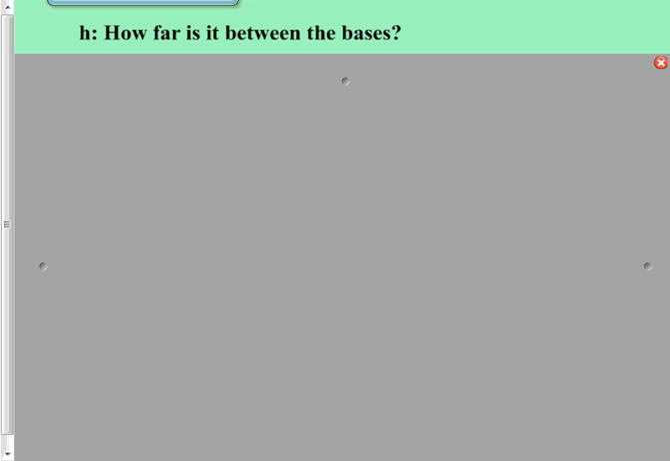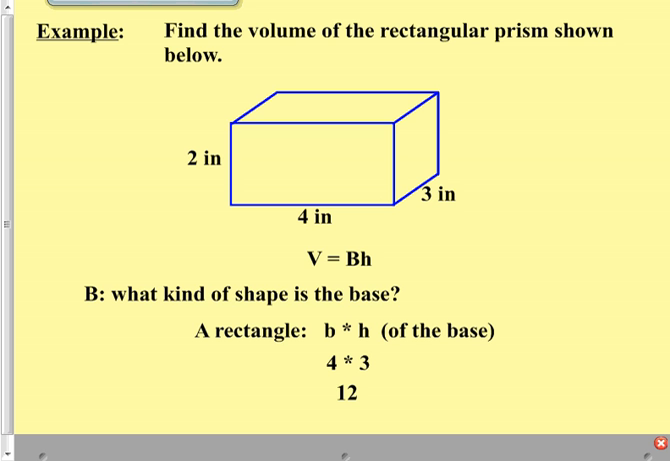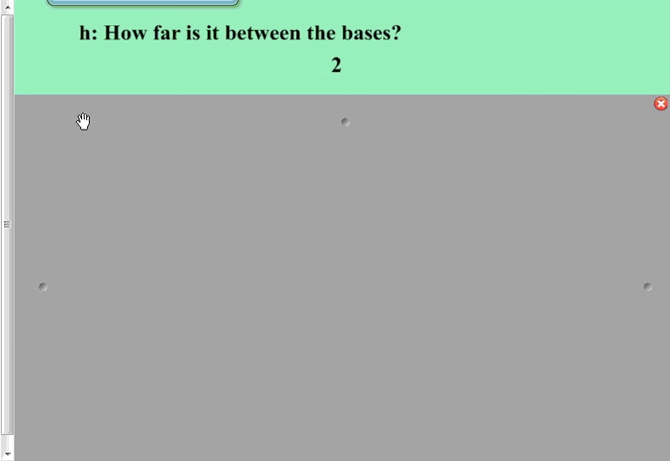Okay, little h stands for height, but remember, height does not necessarily mean up and down. It means the distance in between wherever your bases are. So in the case of this rectangular prism, if I am calling the top and the bottom the bases, then how far is it between them? Well, clearly marked in the picture, 2 inches in between them. So an easy measurement there.